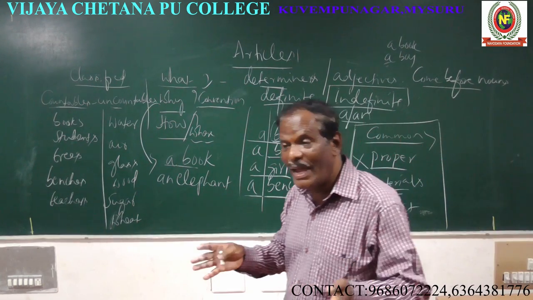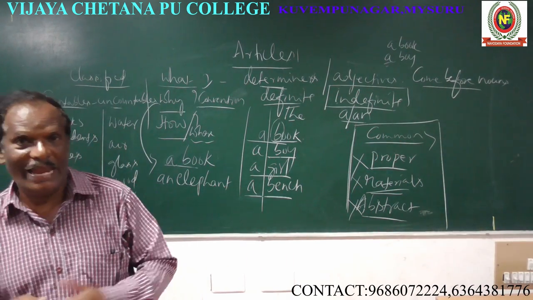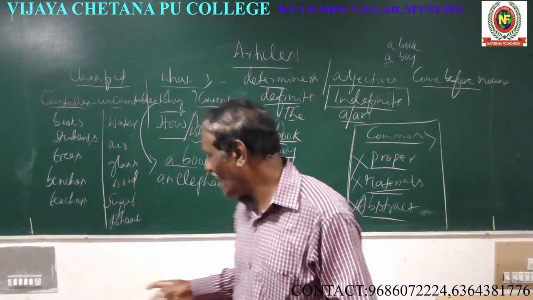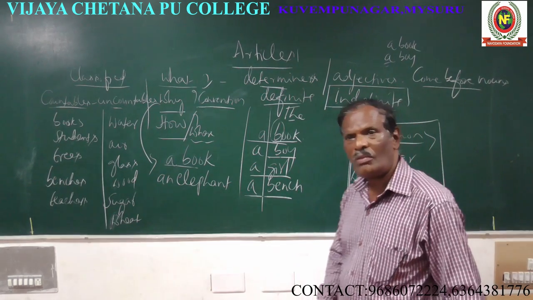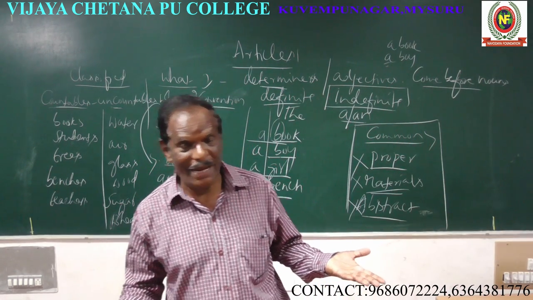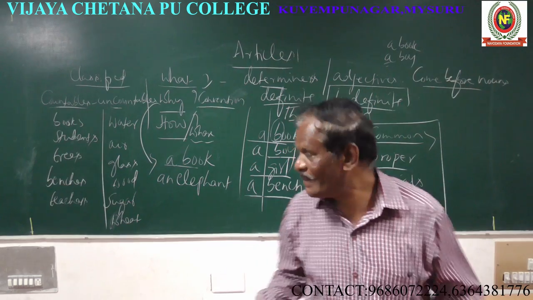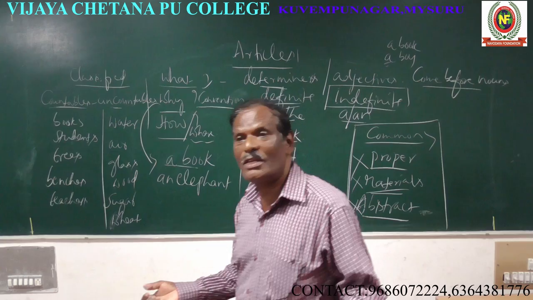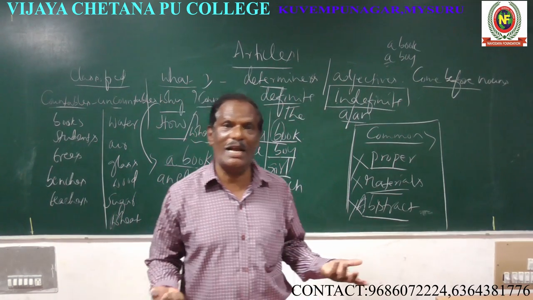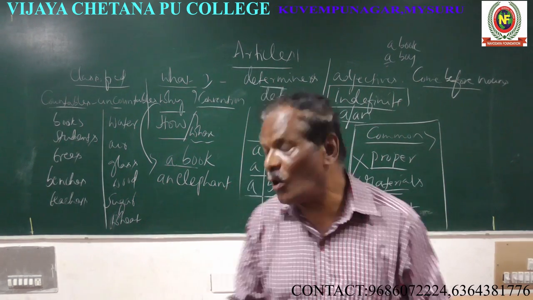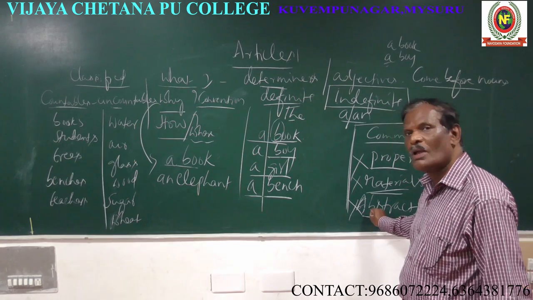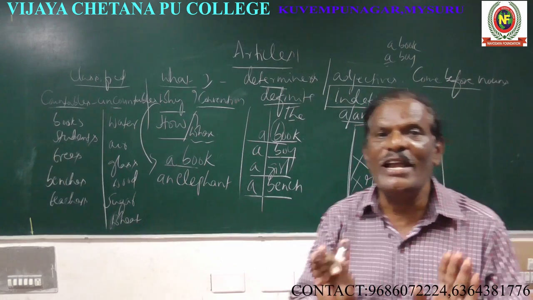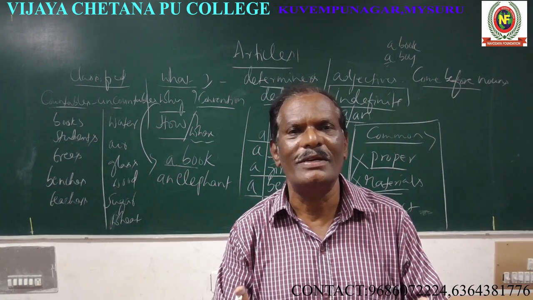Before names, you don't use a or an. A Bangalore, we don't say. A Mysore, we don't say. Similarly, a Gopal, a Ramesh, we don't say. Right? Materials. A water, we don't say. A air, we don't say. Right? A wheat, we don't say. Next, abstract nouns. Similarly, a health, we don't say. A violence, a truth, a honesty, we don't say. So, before abstract nouns, before material nouns, before proper nouns, we don't use indefinite articles. Right? It's very clear to you.